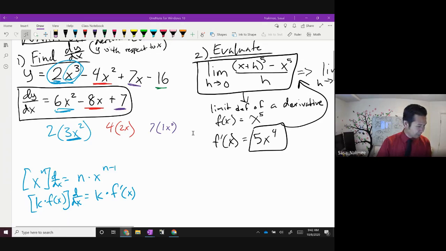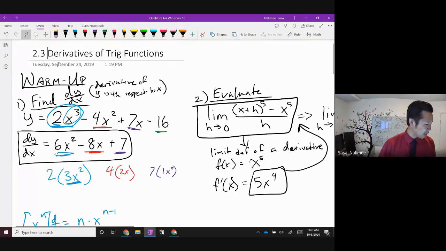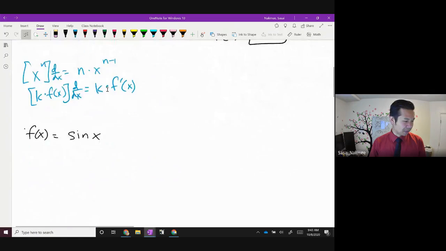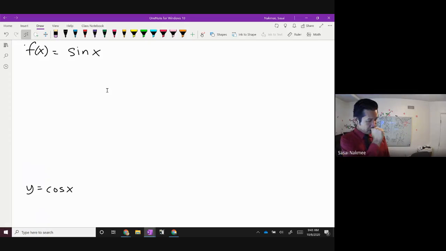Okay, let's keep going to today's lesson. I didn't have this title up here. If you guys like writing down your titles, here's the title for today: Derivatives of trig functions. You guys know what a trig function is, right? Sine and cosine, right? Those are some of the few trig functions, right?